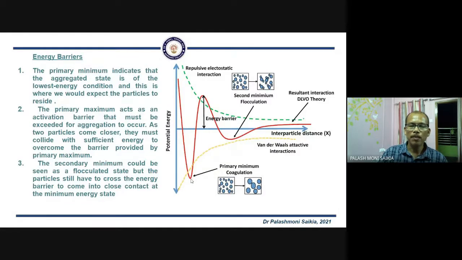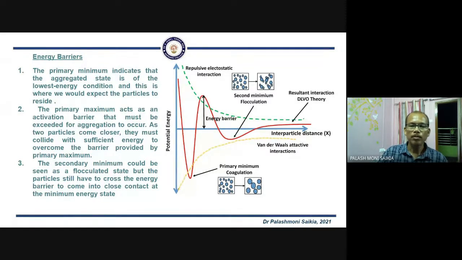The first lower peak is called primary minima. The second lower peak is called secondary minima, and between these 2 peaks, the hill, okay, that is the energy barrier, that is called the primary maxima. So let us start with the secondary minima. The secondary minima is nothing but the flocculated state. Okay, so this is a flocculated state.